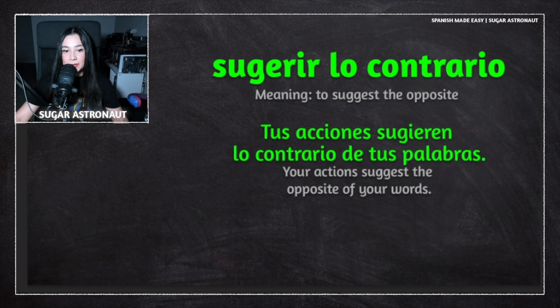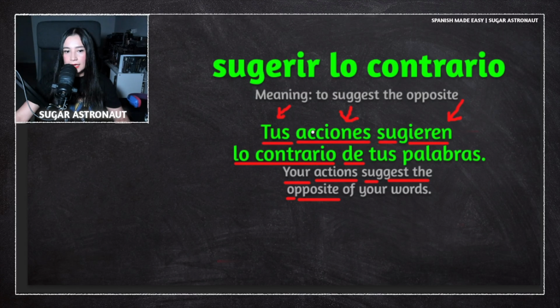Okay. Now let's break this down and see how the phrase we're learning works in this sentence. Tus means your, and it's plural because we have a plural noun. Acciones means actions, and it's plural. Las acciones, by the way, is a feminine noun. Tus acciones means your actions. Sugieren, we have the phrase we're learning right here. Sugieren lo contrario means suggest the opposite.